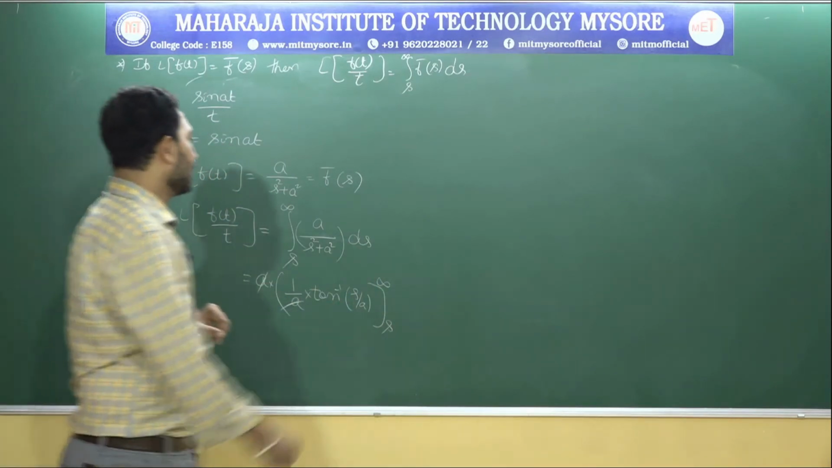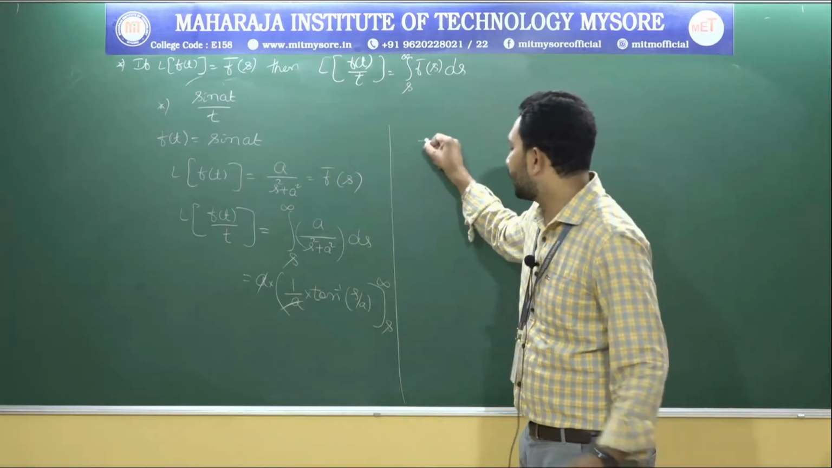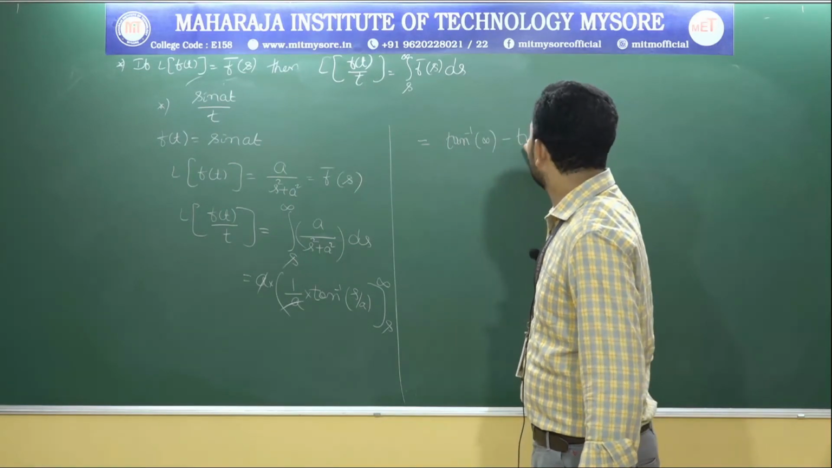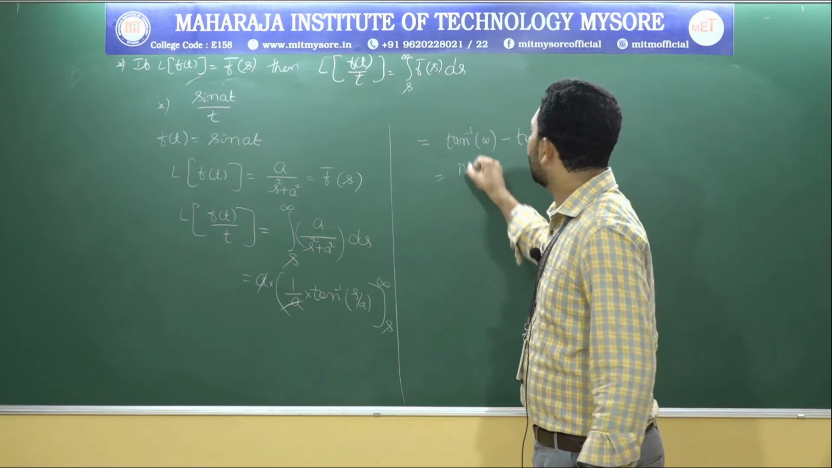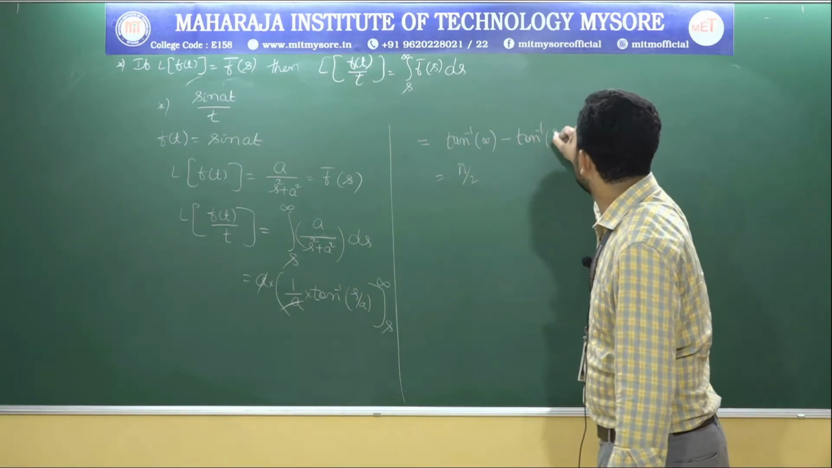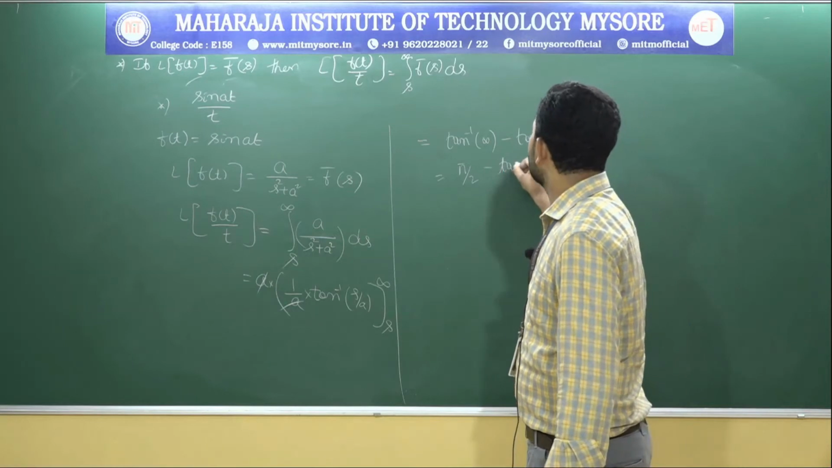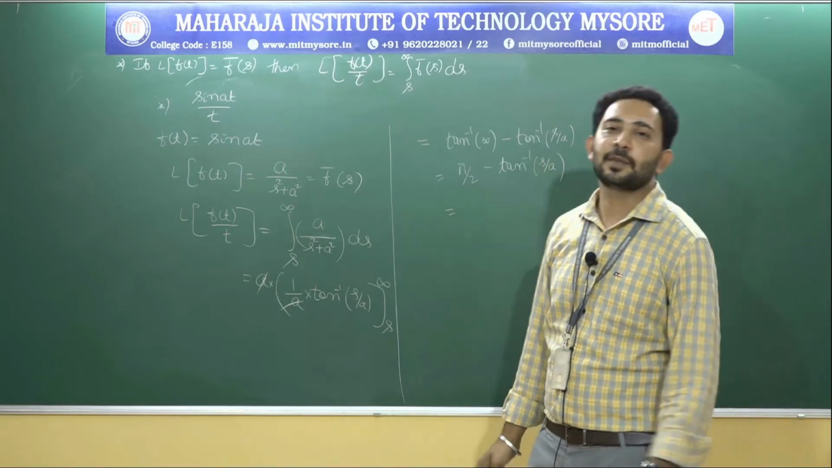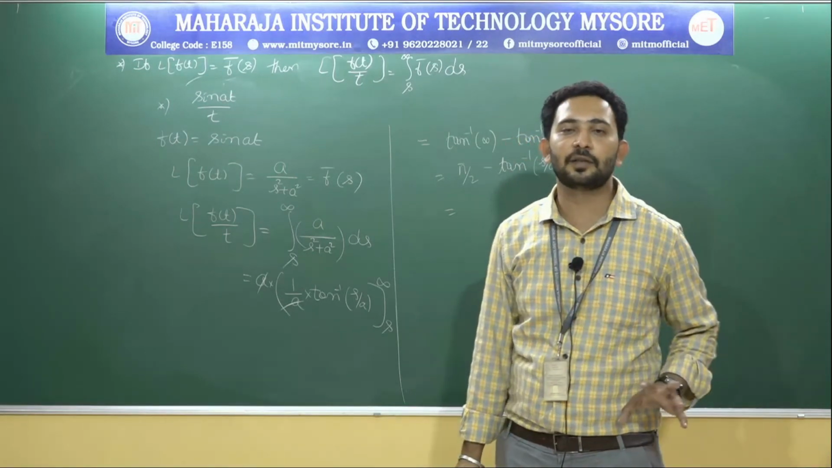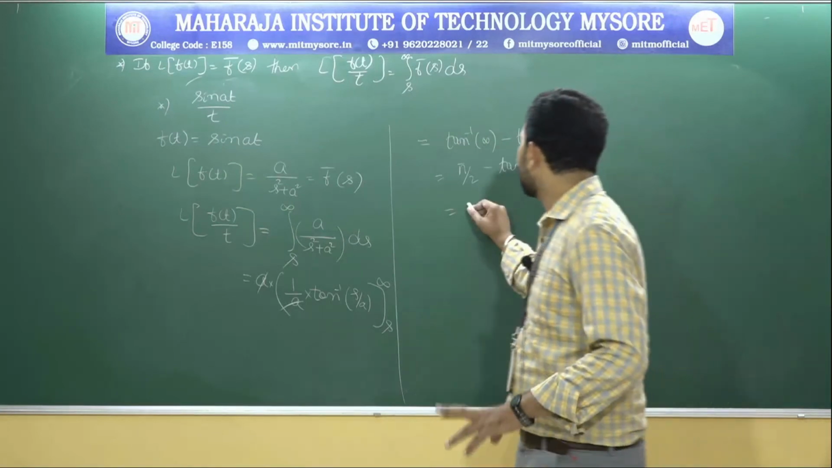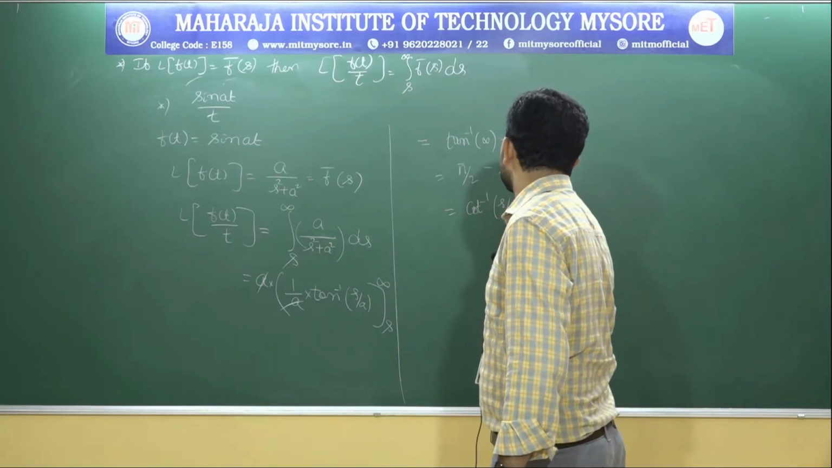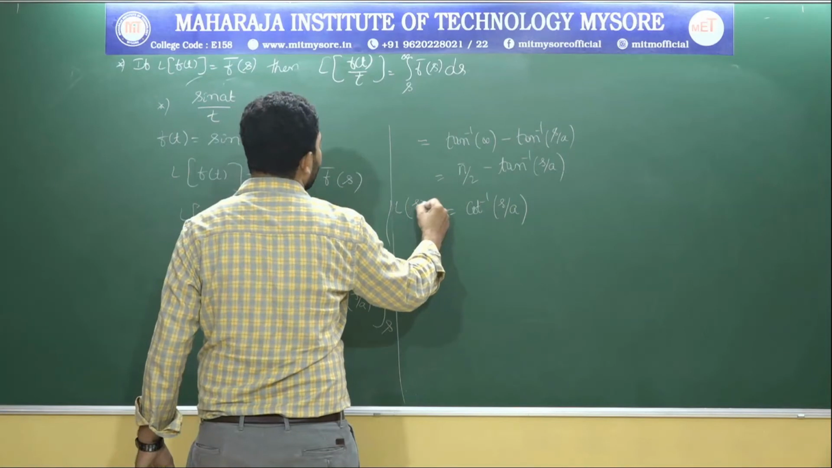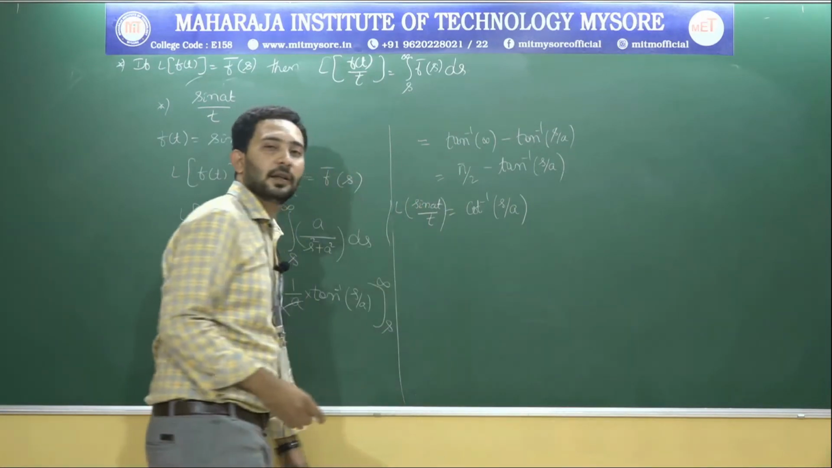A will get cancelled. Apply the upper limit now. What is the value of tan inverse of infinity? It is pi by 2, minus tan inverse of the lower limit, which is s by a. So pi by 2 minus tan inverse of s by a. We have the formula tan inverse x plus cot inverse x equals pi by 2. So by using that I can write this as cot inverse of s by a. So this is the result for Laplace of sine at by t.